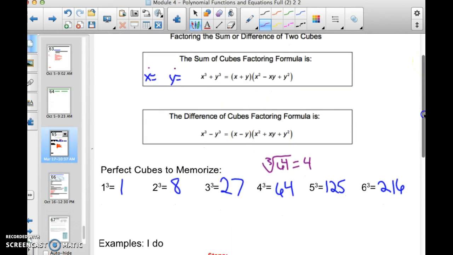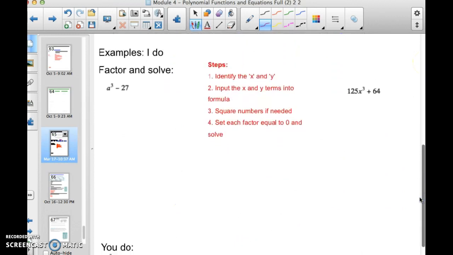Now the question I asked myself, if I was going to do a cubed minus 27, the biggest thing that jumps out at me is that 27 is a perfect cube. And that would say to me that I could potentially use this formula to factor and solve this. Alright? And the question I have to ask for step 1 in identifying the x and y is what's being cubed in each piece. Okay? A cubed minus 27, there's a piece right here and a piece right here. What is being cubed in each of those pieces?